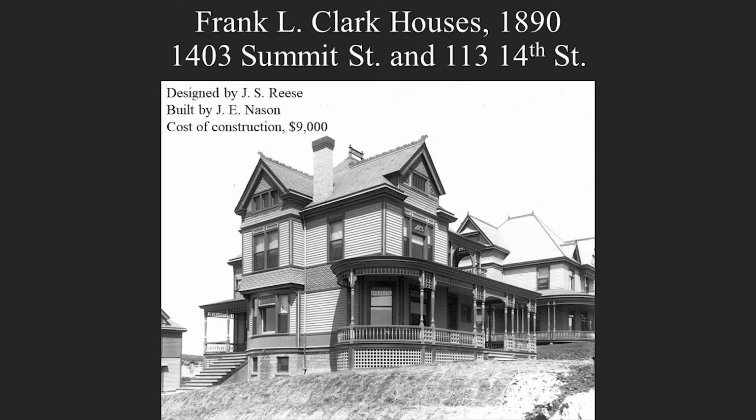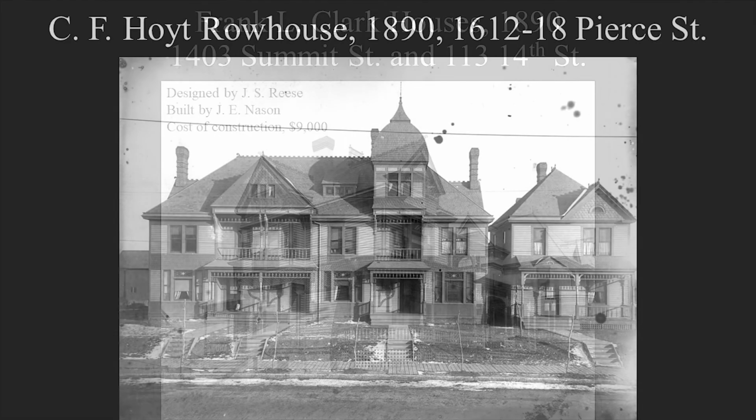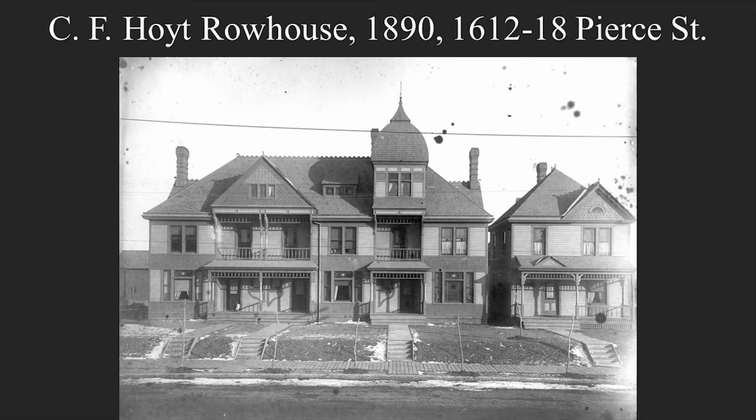Frank L. Clark built two houses in 1890, one at 1403 Summit and another at 1113 14th Street. We can see in this image the one at 1403 Summit. These were designed by J.S. Reese, built by J.E. Nason. The two houses together, the cost of construction was $9,000. Charles Franklin Hoyt built this row house in 1890 between 1612 and 1618 Pierce Street.